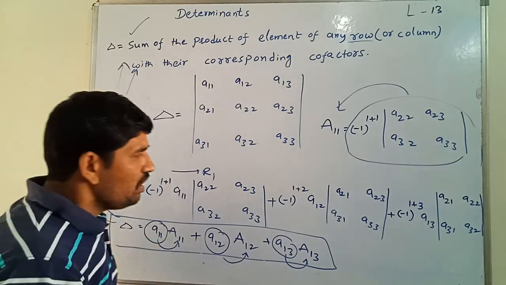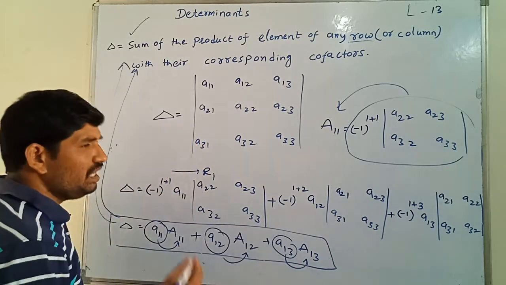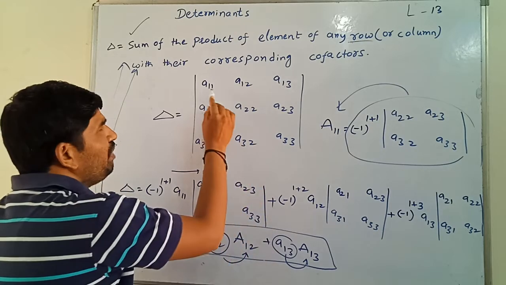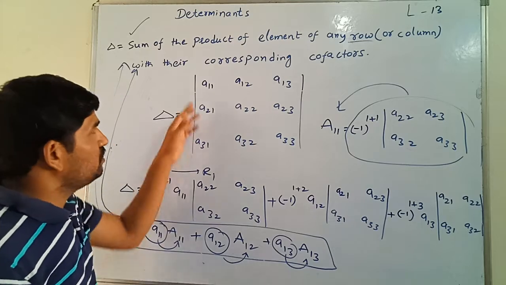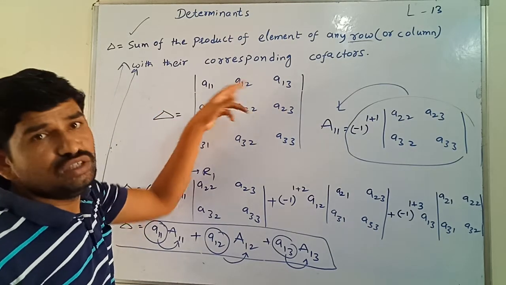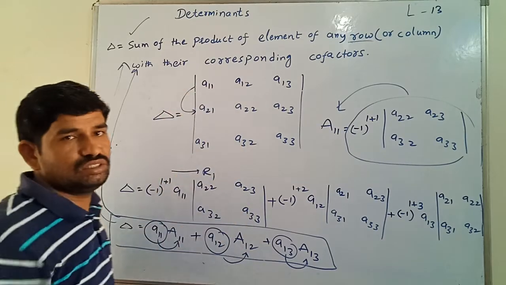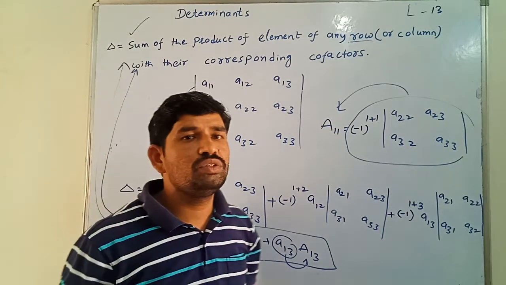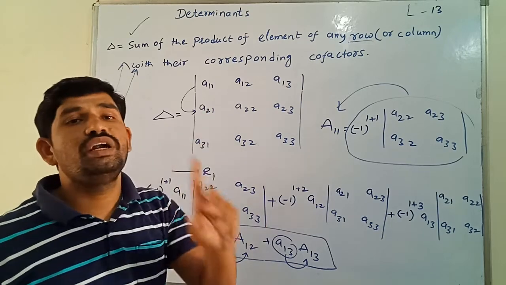And one more important note I am going to say here. Suppose we are taking the elements of the first row, and we multiply them with the second row cofactors. We are going to multiply with what? The second row cofactors. Then the sum is definitely 0.